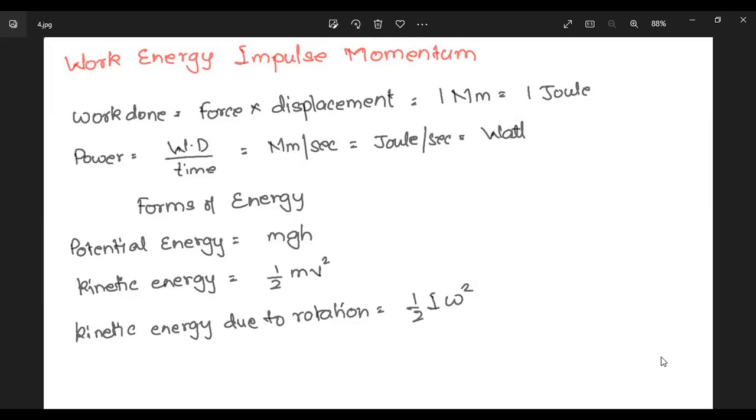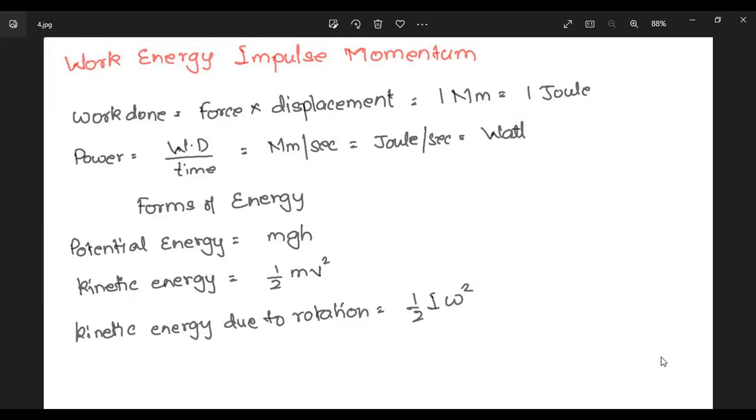Work done is force into displacement. Force is a push or pull acting on the body, and displacement is the amount of transfer, in meters, that has taken place for a body due to an applied force. The unit is Newton meter, obviously, and 1 Newton meter can also be said as 1 joule.